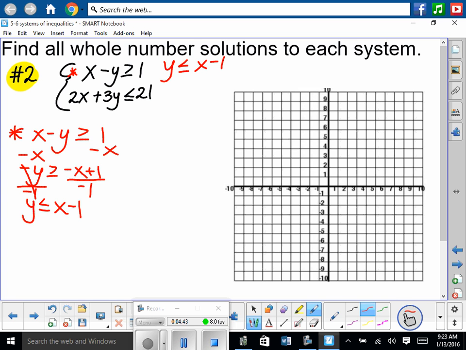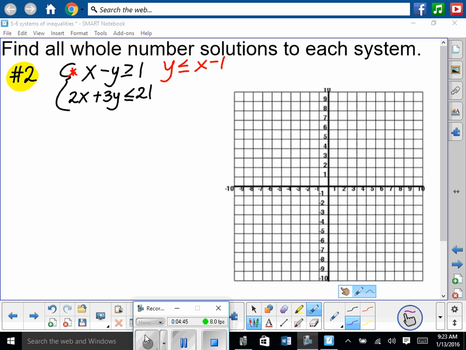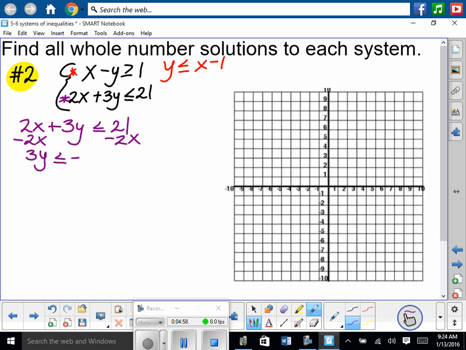Questions? Okay, I'm going to give myself some room. So I'm going to now write this one in graphing form. So we have 2x plus 3y is less than or equal to 21. So I'm going to subtract 2x from both sides. So we have 3y is less than or equal to negative 2x plus 21.